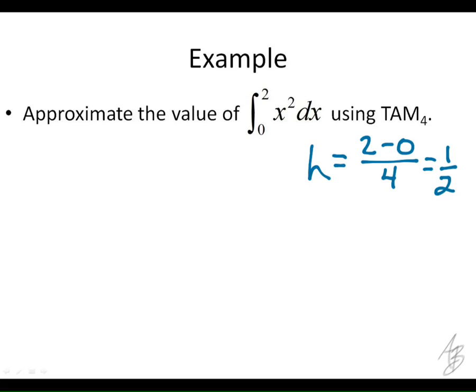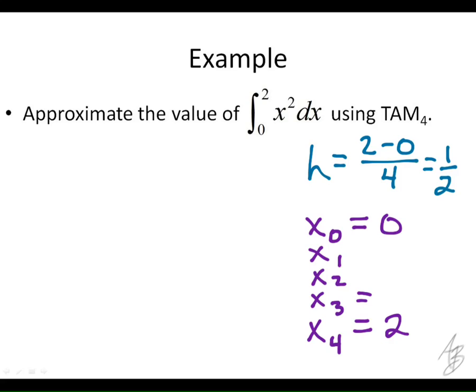What we can do now is determine what x values we're going to be using. This will be split up into 4 intervals, which means we're actually going to have 5 x values. So our first x value, we'll call x0, is going to be the left endpoint, that's 0. Our last x value is going to be the right endpoint, that's going to be x4, and then we'll have x1, x2, and x3 in between. And since each interval has a width of 1/2, we're going to have 0.5, 1, and 1.5 for those x values.